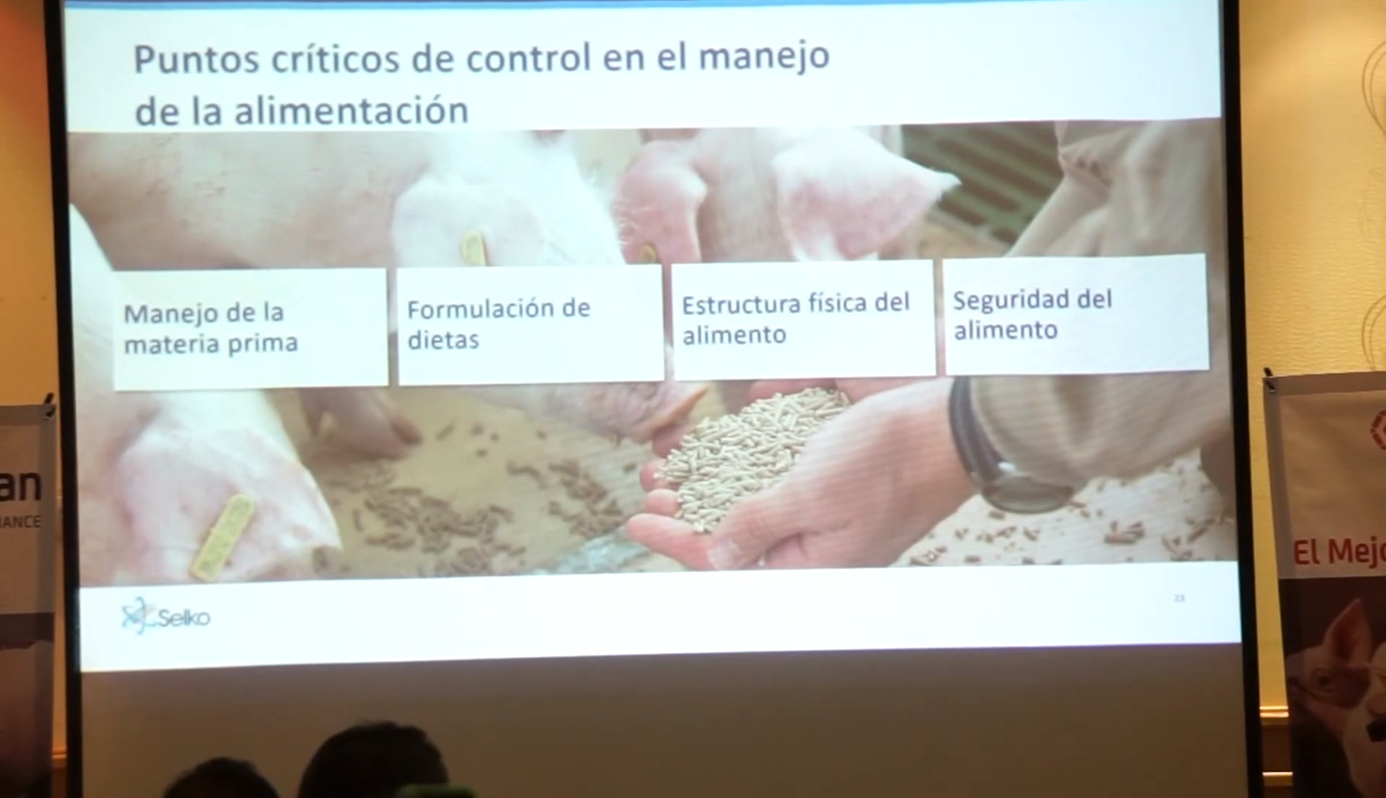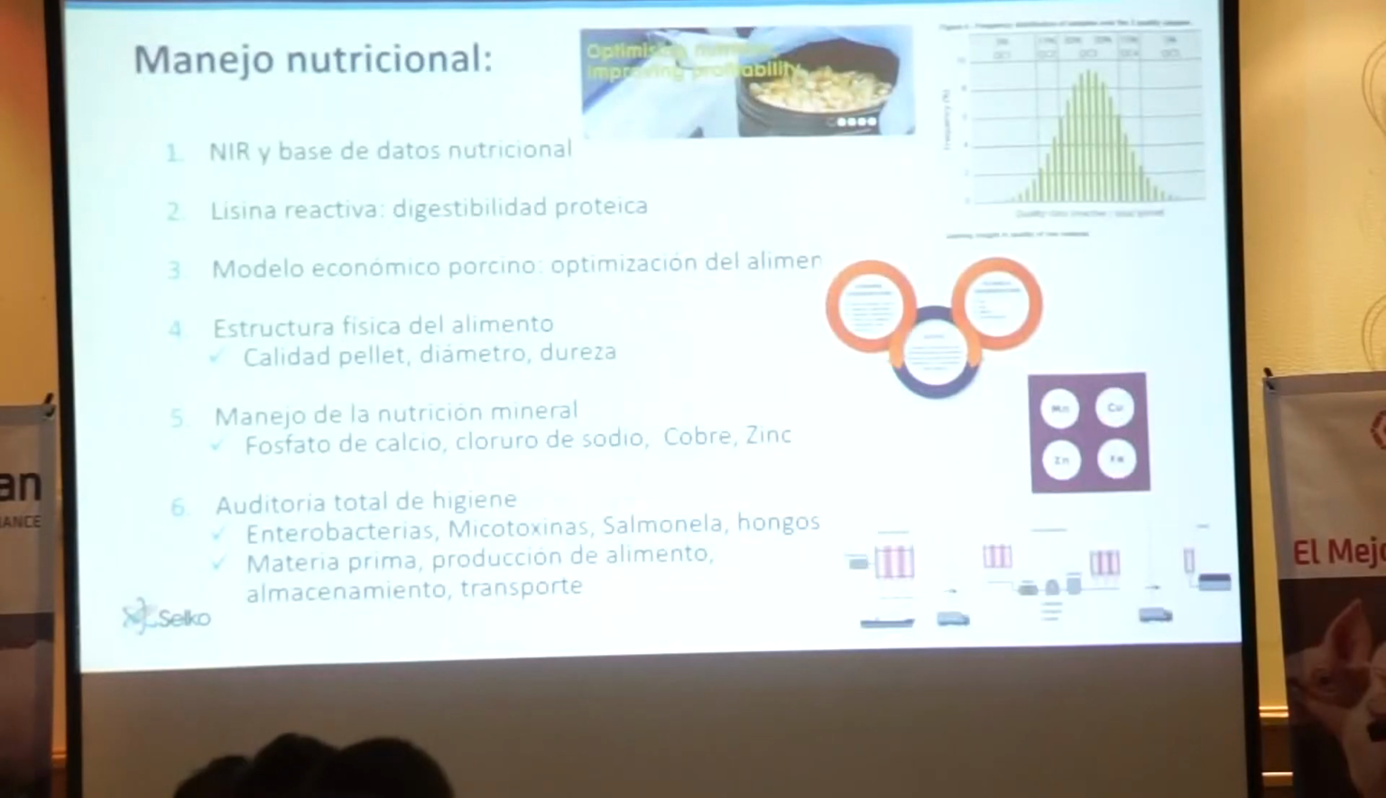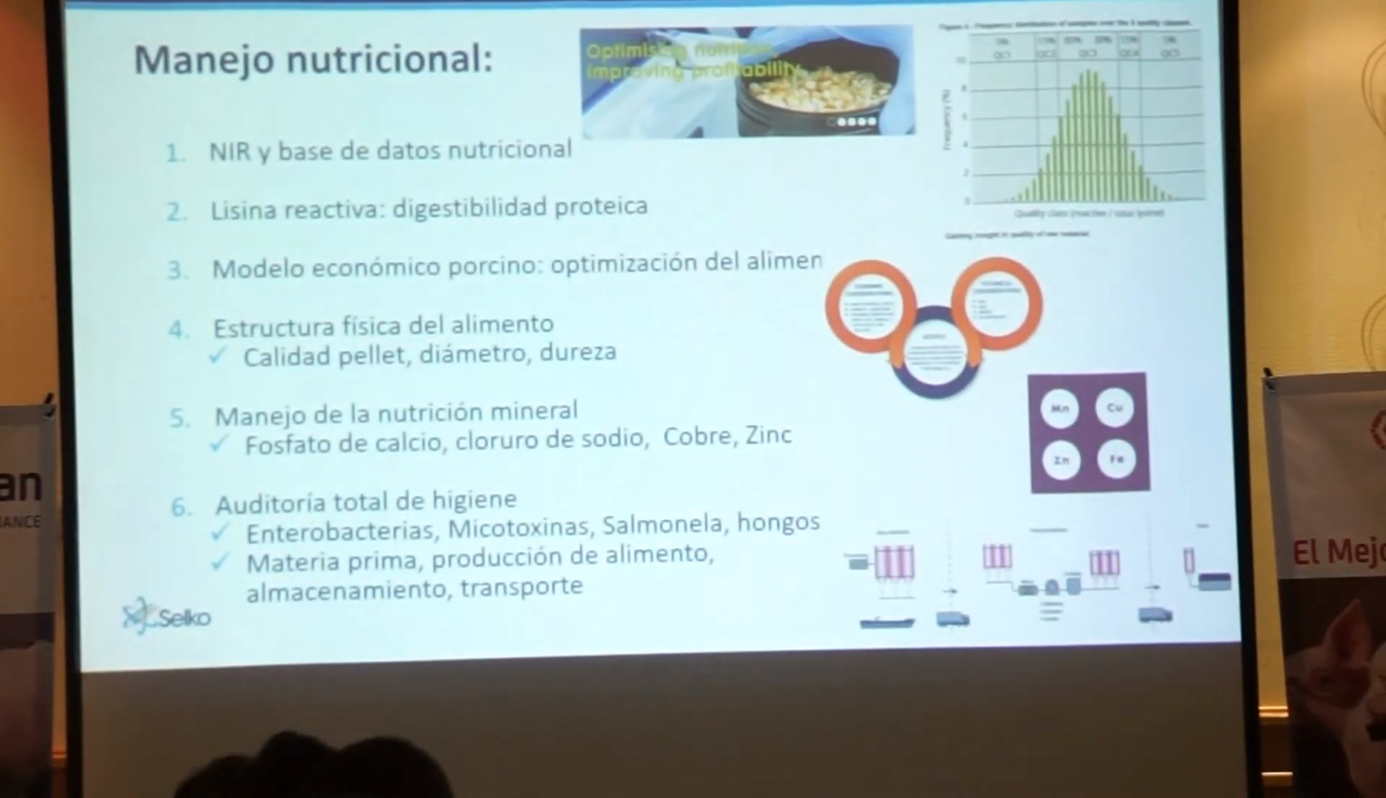And when we talk about feed farm health, we have specific points where we want to look at. So, for example, talking about farm feed management, we want to see your raw material management, look at the formulation of the diet, physical structure of the feed, and feed safety. Taking a deeper look, for example, the NIR, well, not everyone has a NIR, but we can have a look at the NIR and the database of your nutritional database, and compare them also with other results in our database.